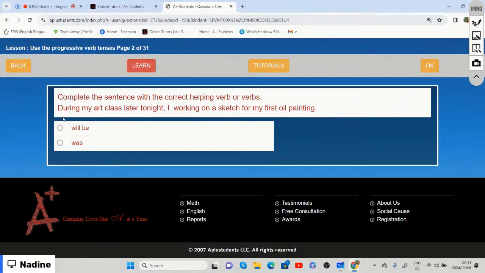And if we're making mention of the words later tonight, then we're talking about the future because it did not happen yet, will be happening. So during my art class later tonight, I will be working on a sketch for my first oil painting. So will be.